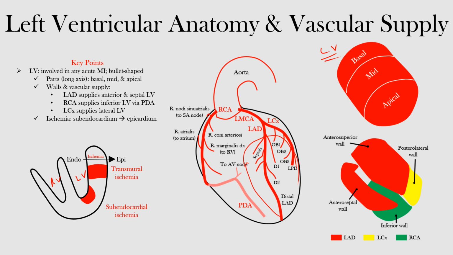So it has that bullet shape, and along its long axis it can be divided into three main parts. It has the basal, the mid portion, as well as the apical part. So this is the basal portion, imagine that here. Then we have the mid portion and the apical here. Again, this is all the left ventricle that we're talking about.